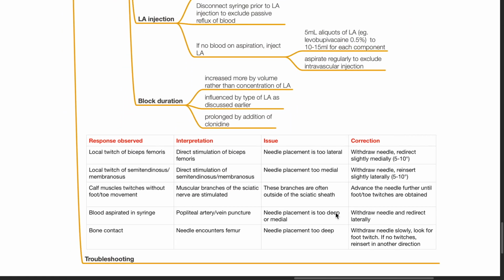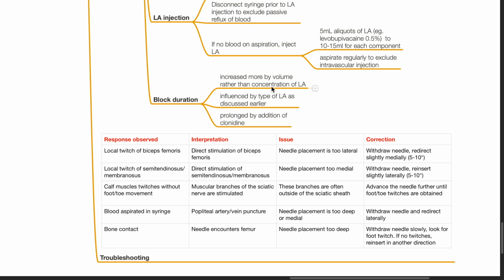The block duration is increased more by volume rather than concentration of LA and is influenced by the type of LA as discussed earlier. The block duration is prolonged by addition of clonidine or adrenaline.